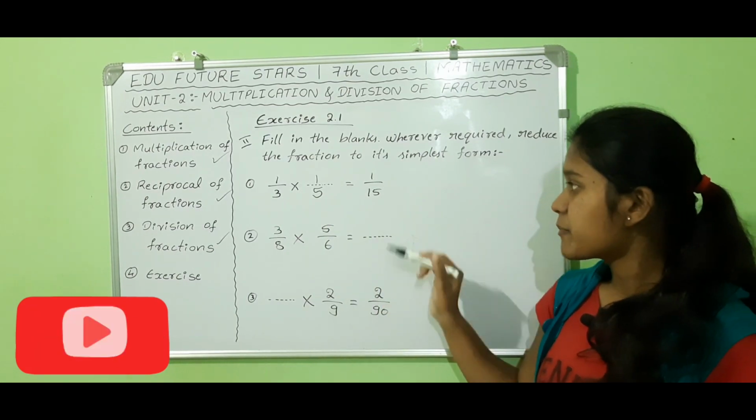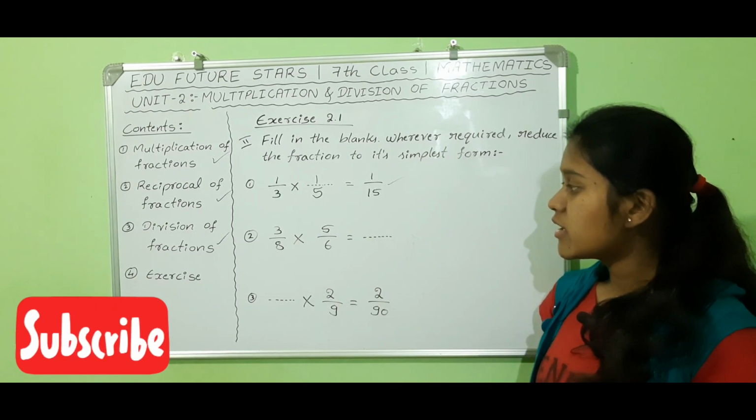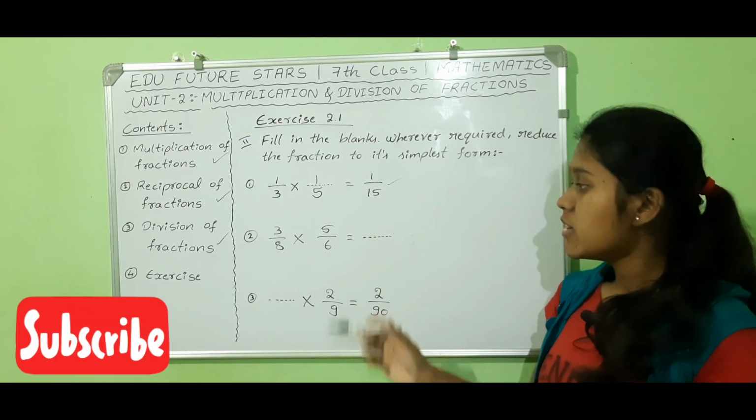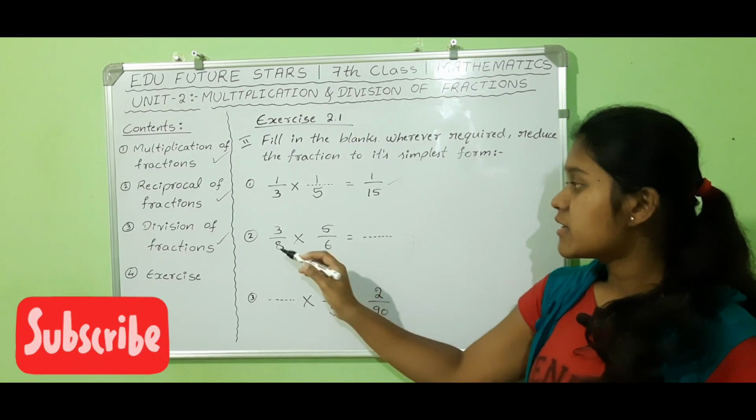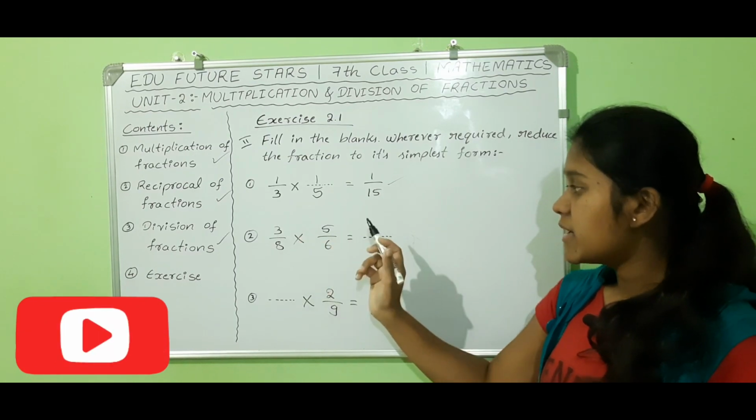So the first one is cleared, right? So see the second one now. This is just a multiplication. We can multiply it, right? But here, see here. So let's multiply directly now.